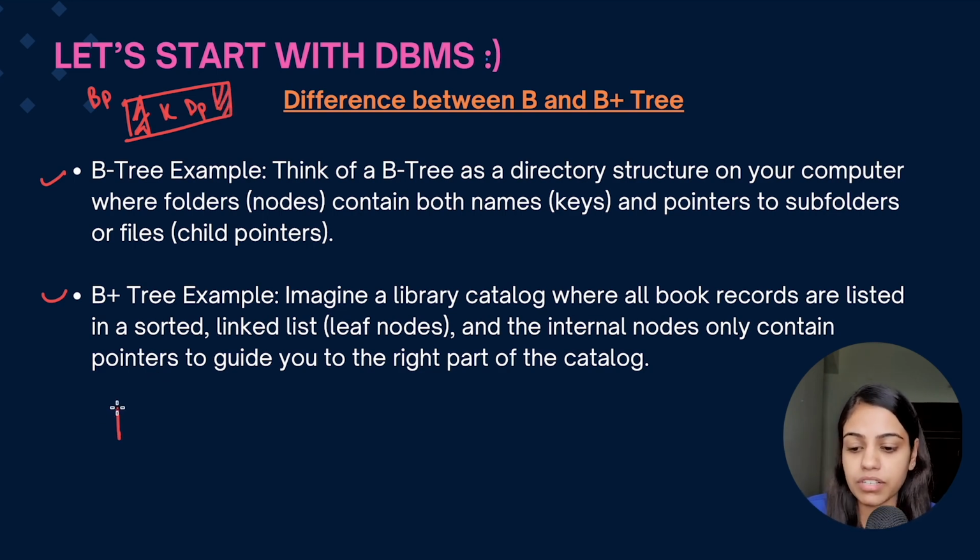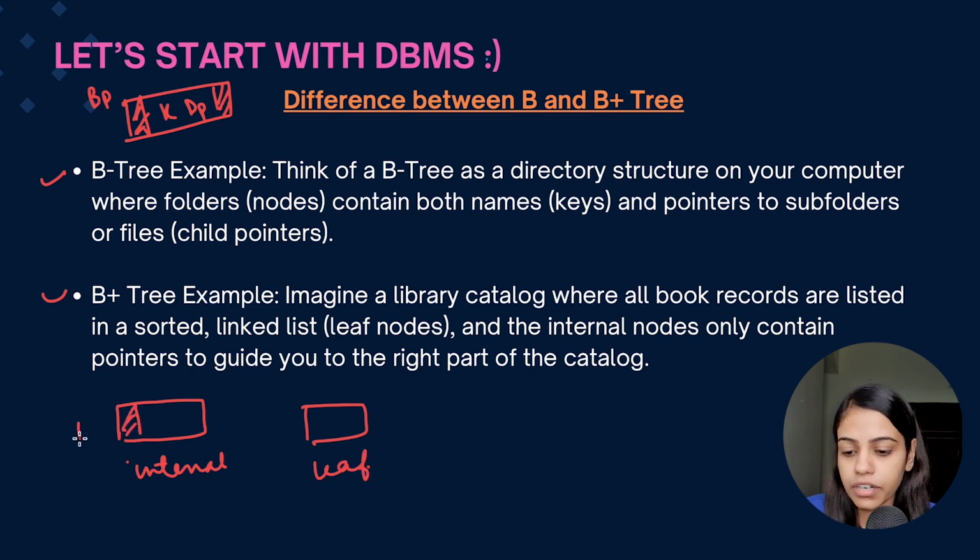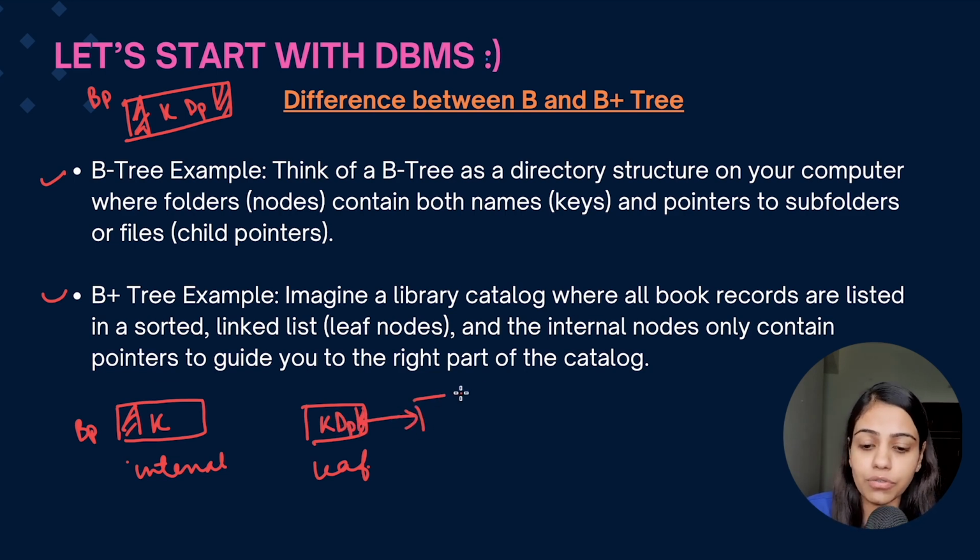Now coming to the B plus tree, there are structural differences between the internal and the leaf node. In the internal node, there is a block pointer which points to the child address, then there is only a key. There is no data pointer in the internal node. But when it comes to the leaf node, it has a key, it has a data pointer, and again it has a block pointer which points to the next node in the leaf. So basically a linked list structure is formed in the leaf, and only in the leaf node can you find the data.